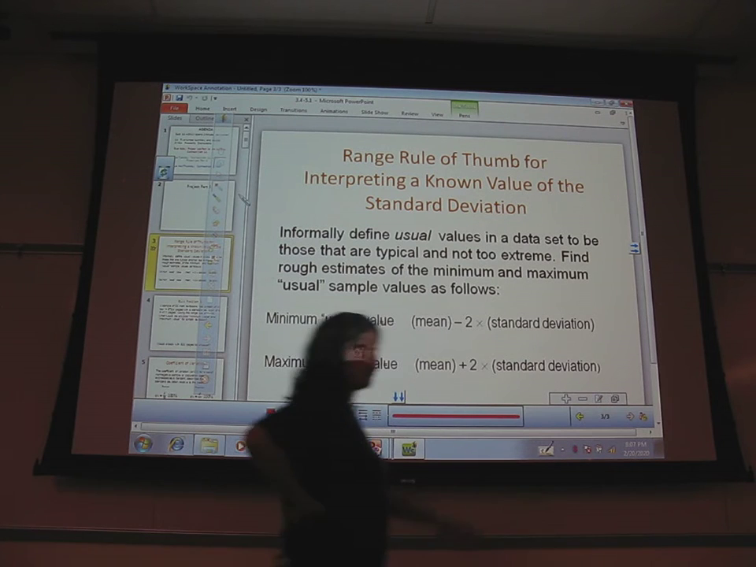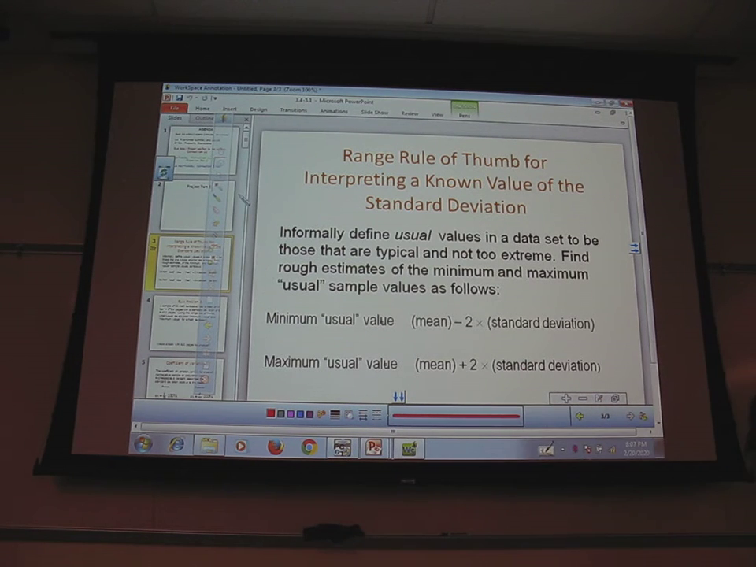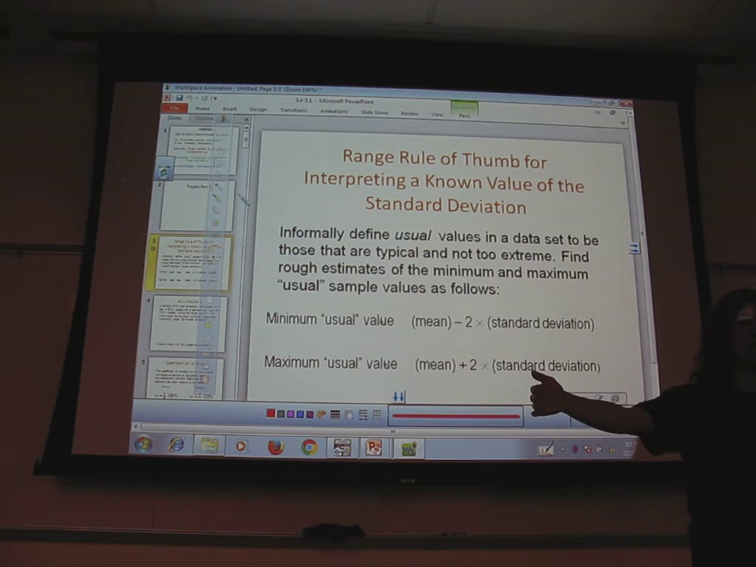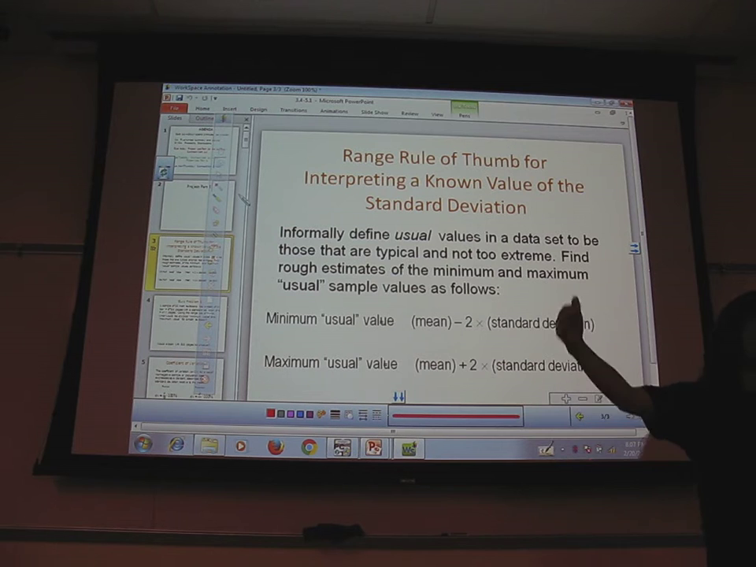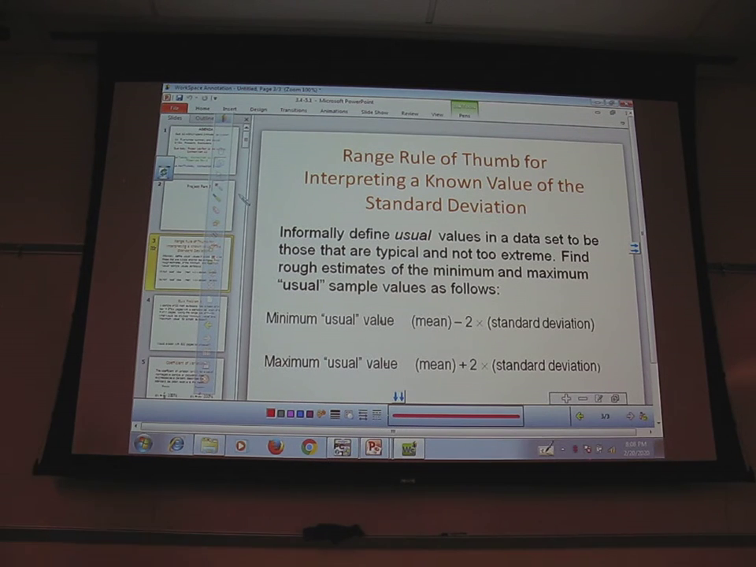Right. So again, when you see the words range rule of thumb, that means that's that whole thing where you have your mean, and if you go 2 standard deviations this way and 2 standard deviations that way, these are where your usual values fall. So this is the minimum usual value, and this is the maximum usual value. That's true for very many data sets, and most of the ones we're going to be working with.